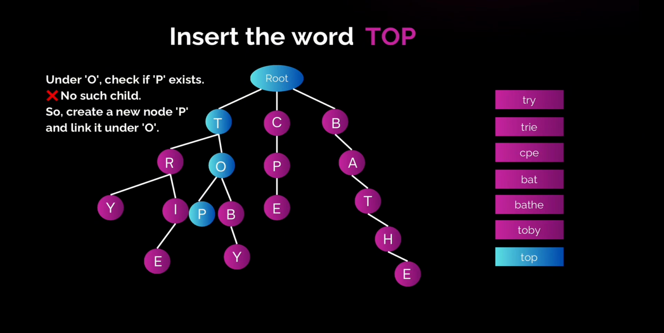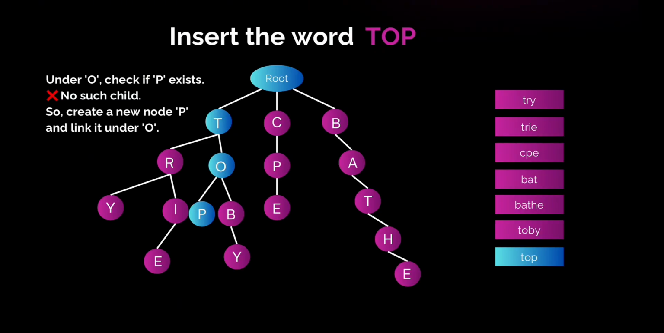If top is inserted again, let's say we insert top a second time, the trie will follow the same path, T, O, P. But this time, since all letters already exist and the P node is already marked as a word ending, no changes are made. The structure remains the same. The insertion ends early. This shows how tries avoid redundancy.